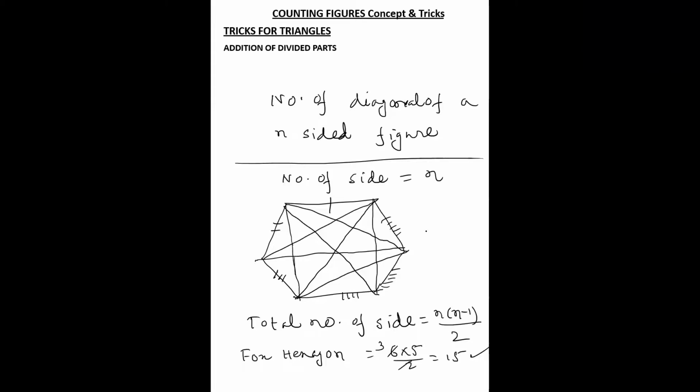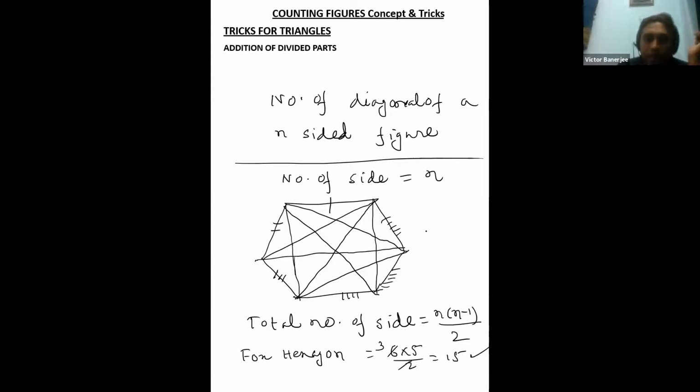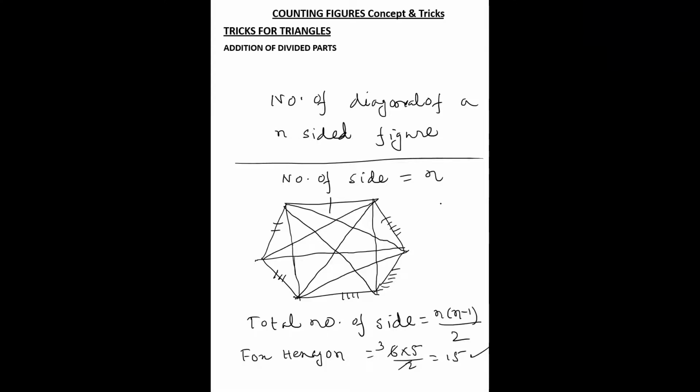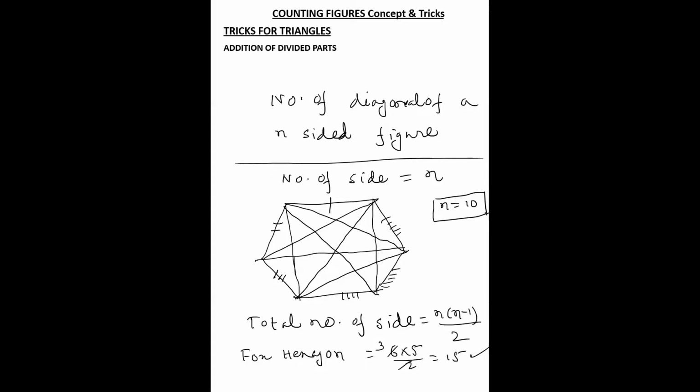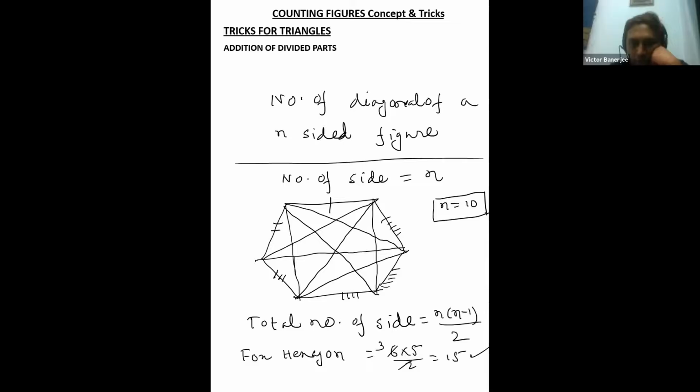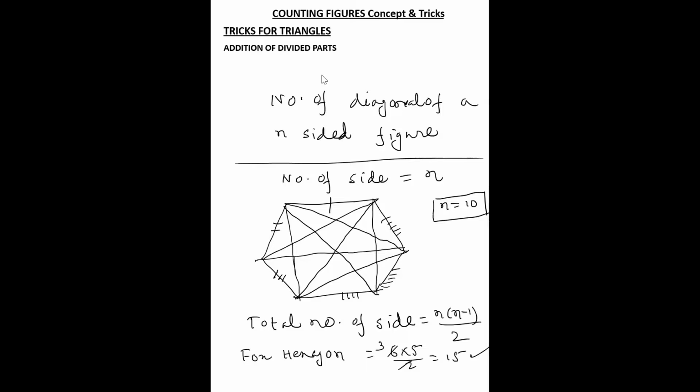Yes, sir. Okay. So, if I say you have a figure with side n equal to 10, that is a decagon, all of you, tell me the total number of lines when all the diagonals are joined. 45. Very good. 10 into 9 by 2. Is this clear, all of you? Yes, sir. Okay.